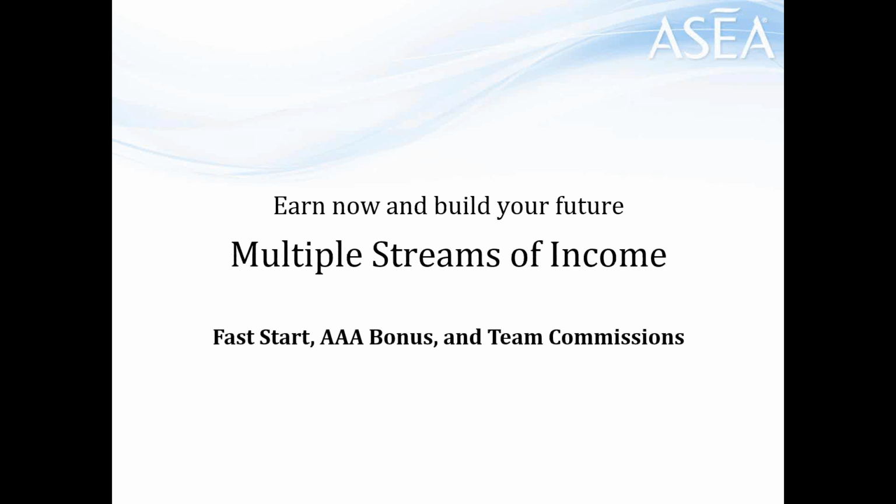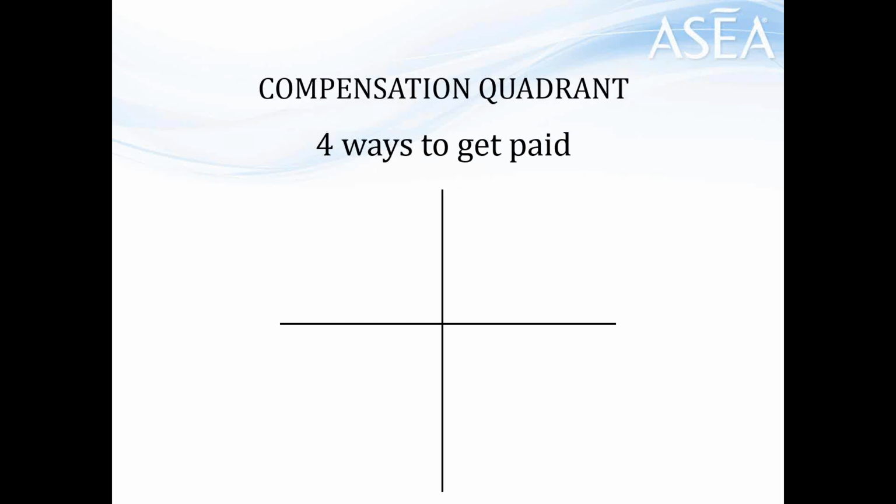Okay, home stretch here. I'm going to talk about the compensation plan, multiple streams of income. We're going to go over Fast Start, AAA bonus, and team commission so that you're clear. Like Zig Ziglar said, if you aim at nothing, you're likely to hit it. So we want to make sure you've got a good, clear understanding of how you get paid. There are 4 ways to get paid, basically. There's the Fast Start bonus, your active immediate income.